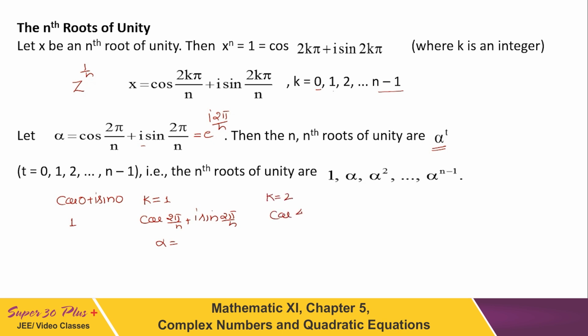If k is equal to 2, then what will happen? It is cos(4 pi upon n) plus iota sin(4 pi upon n), and we can write it like this: (e to power iota 2 pi upon n) whole square. As we know, this is alpha, so you can write it as alpha square, and further alpha cube, alpha to power 4, and so on. That's why the nth roots of unity are alpha to power t, where t goes from 0 to n minus 1. The nth roots of unity are given by 1, alpha, alpha square, up to alpha to power n minus 1.